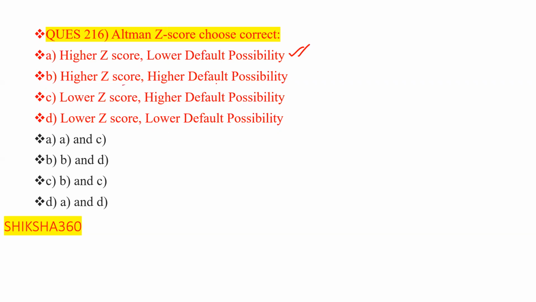High Z score, there is higher default possibility. No, this one is not correct here. So please check the options where B is present. That will not be our answer. This one is not our answer.